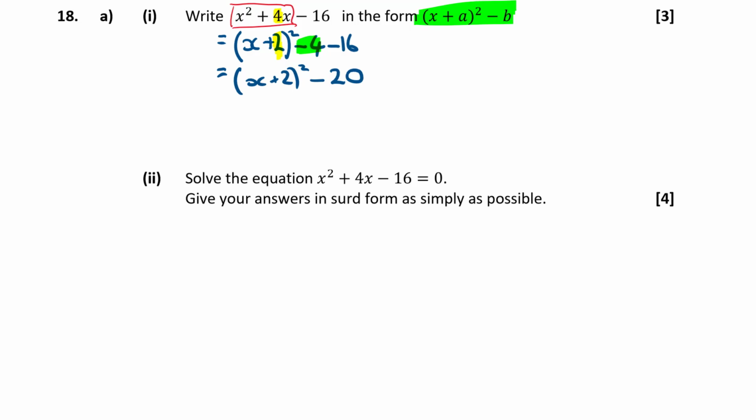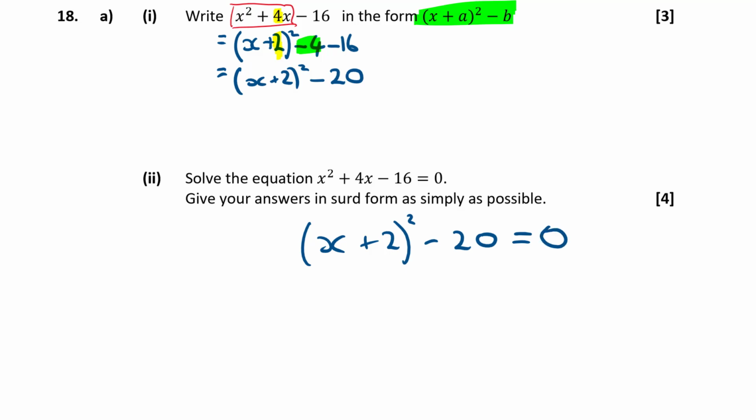Solve the equation x squared plus 4x minus 16 equals 0. Give your answer in surd form as simply as possible. Okay. Now, I could go and use the formula to do this, but because I've already gone to the trouble of completing the square above, I'm going to rewrite x squared plus 4x minus 16 in the completed square form that I just found. So I'm going to replace it with its completed square form. x plus 2 all squared. Let's try that again. x plus 2 all squared minus 20, and that is equal to 0.